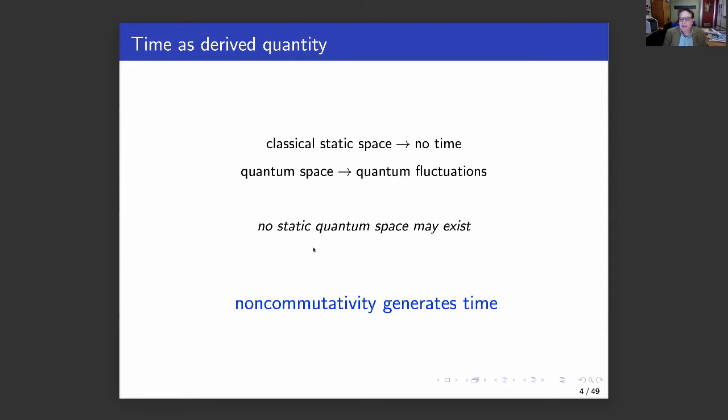Now, what is the difference between classical and quantum? The essential, the fundamental difference. It is non-commutativity. Classical spacetime is commutative, and quantum is non-commutative. I will tell you something in a moment about that, but this is the crucial difference. So we may say that non-commutativity generates time.